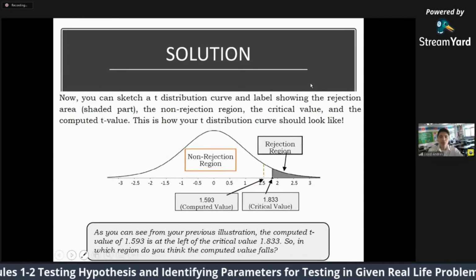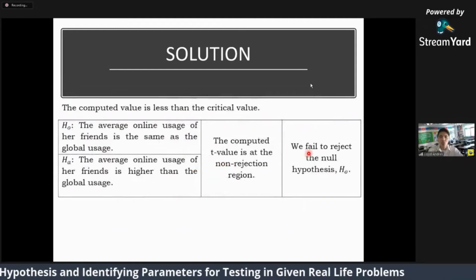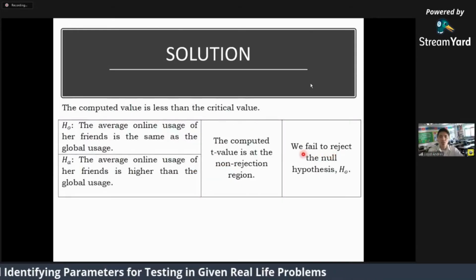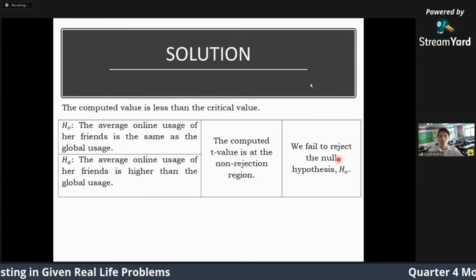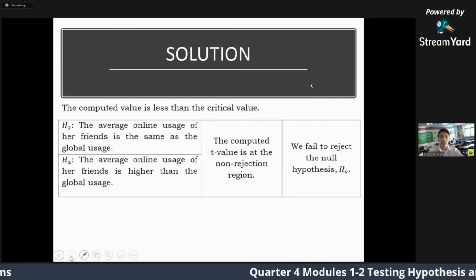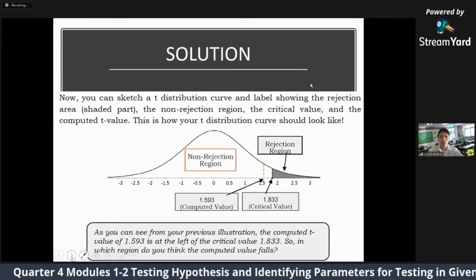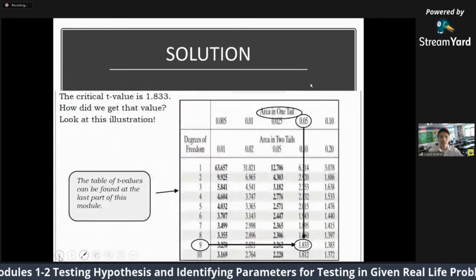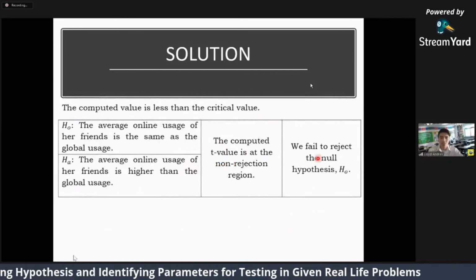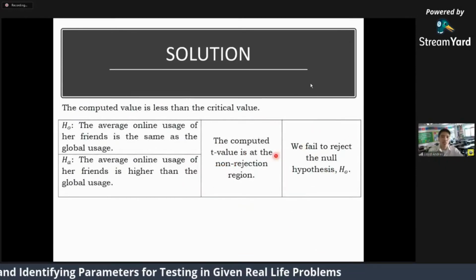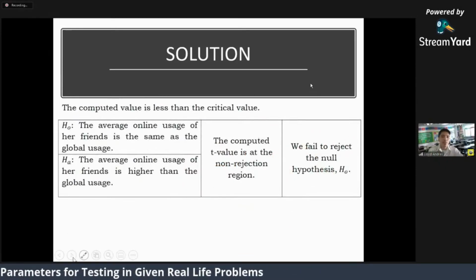So therefore, we fail to reject the null. We should not reject the null hypothesis, because it is in the non-rejection region. So do not reject the null hypothesis. That is the decision you should make.